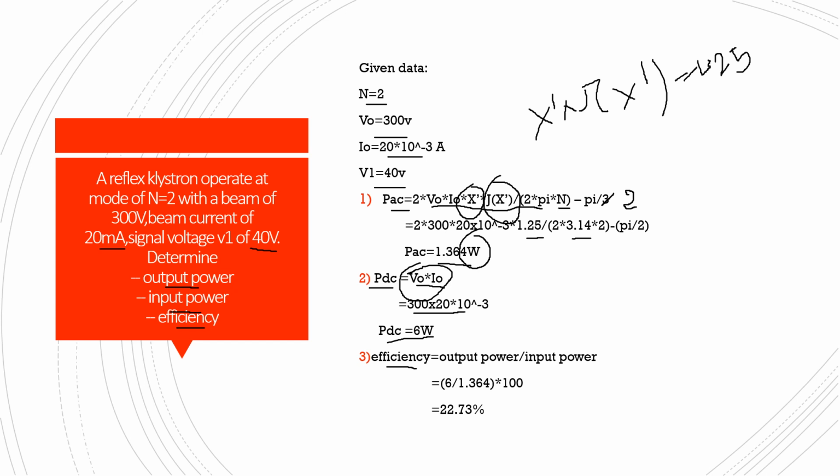Next we need to determine efficiency. It is calculated very easily and the formula is very easy to remember: output power by input power into 100. That is 1.364 by 6 into 100, where the efficiency is 22.73%.